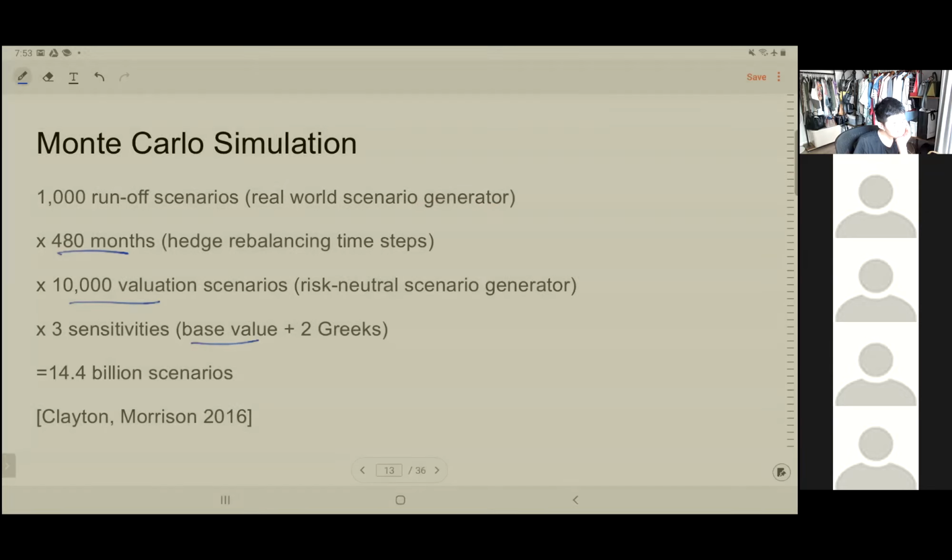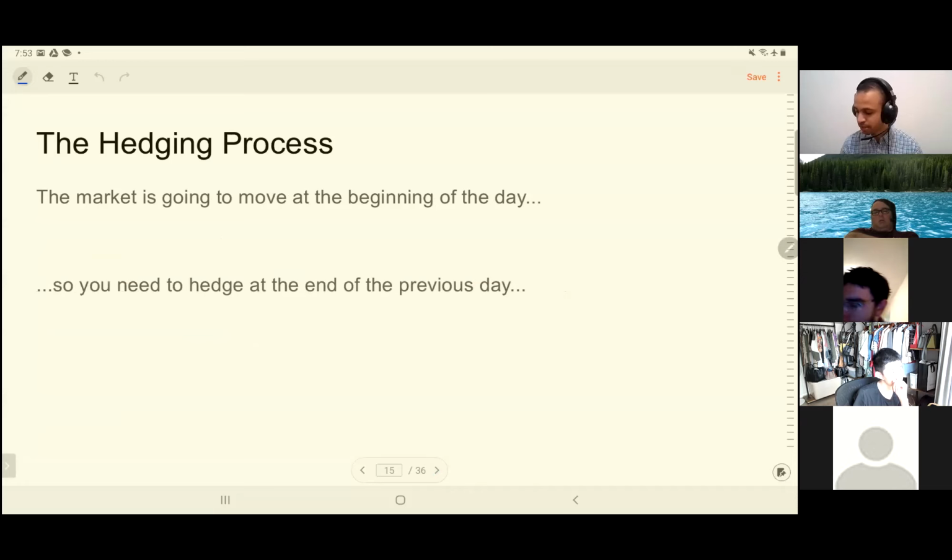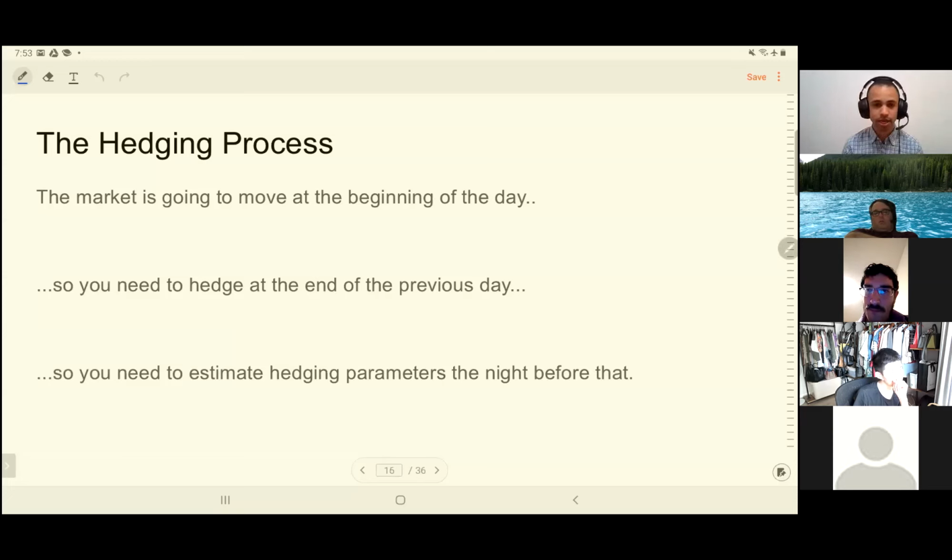So I want to be really explicit about this. And so we're going to talk about the actual process that happens. The market is very volatile at the beginning of the day, which means that you want to hedge at the end of the previous day. But you can't just push a button and immediately know what those hedge parameters are going to be, which means that you need to have an estimate for the hedging parameters the night before that.